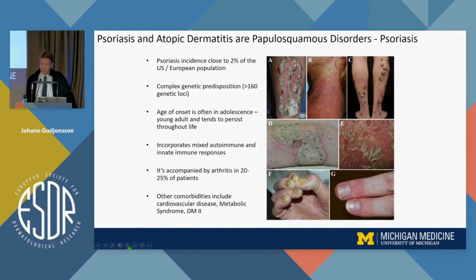The age of onset of psoriasis is usually in adolescence or young adulthood and tends to persist throughout life. The disease pathogenesis incorporates both mixed autoimmune and innate immune responses. And about 20 to 25% of patients go on to develop psoriatic arthritis, which can be quite debilitating. And then there are multiple other comorbidities associated with psoriasis, including cardiovascular disease and metabolic syndrome, including type 2 diabetes.